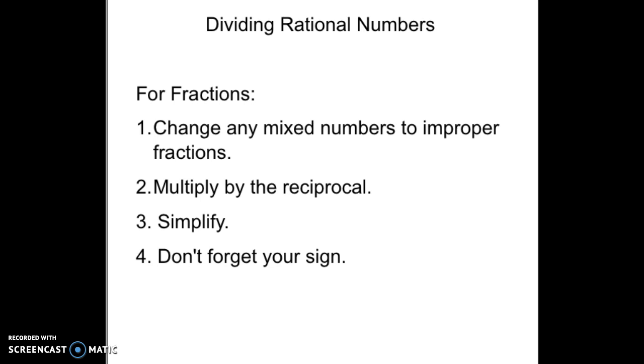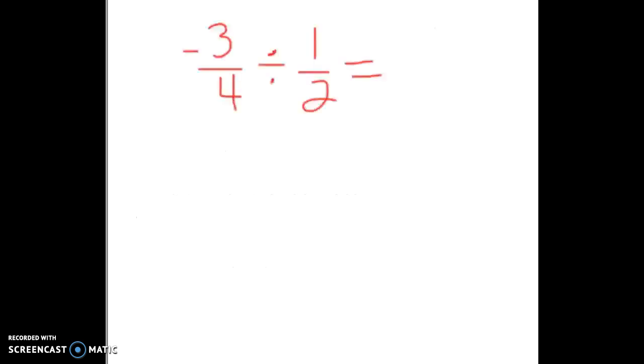Multiply by the reciprocal. Remember, that's when the second number is turned over, or some people like to call it flipped. Then you can simplify, and don't forget your sign, because if you forget your sign, the answer is incorrect.